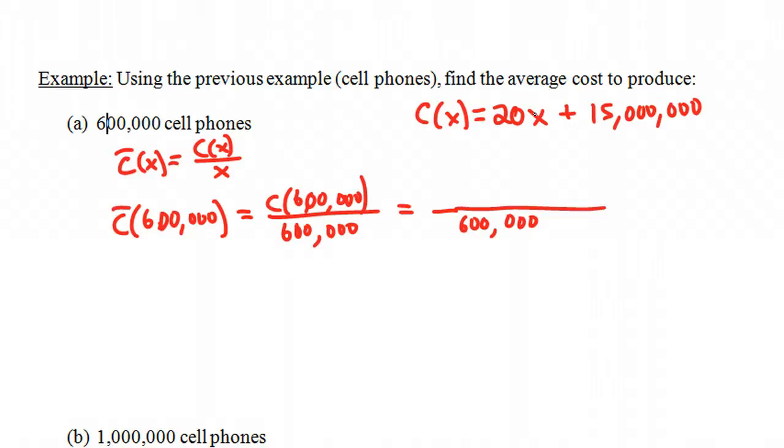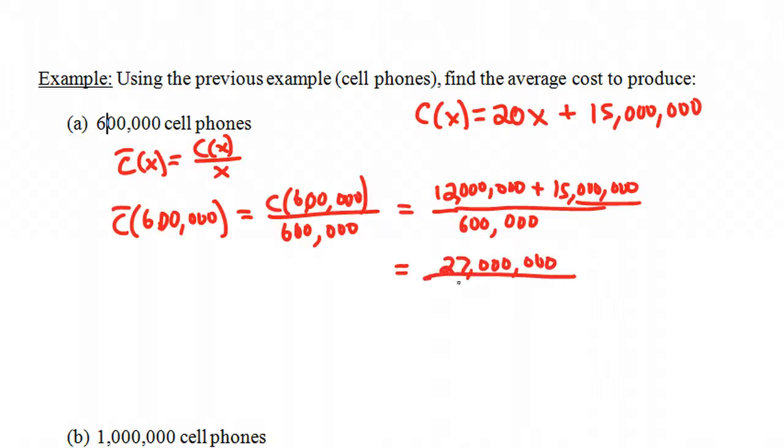Now 20 times 600,000 is 12 million. $12 million plus 15 million up here. So this is C of 600,000. I just put 600,000 in for X, and this is what I got. Well, 12 million plus 15 million, that's 27 million divided by 600,000. So to produce 600,000 cell phones, it costs $27 million.